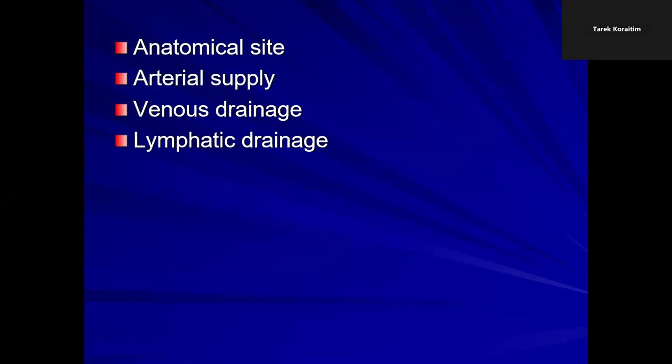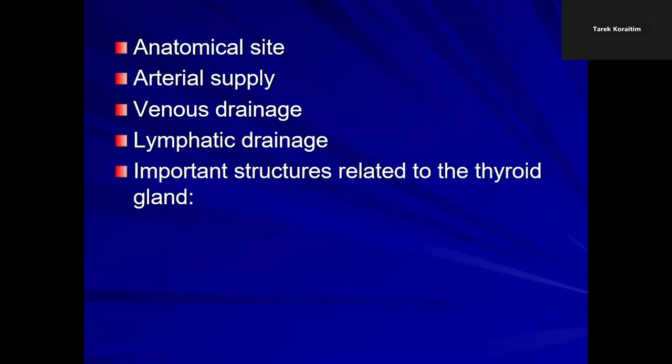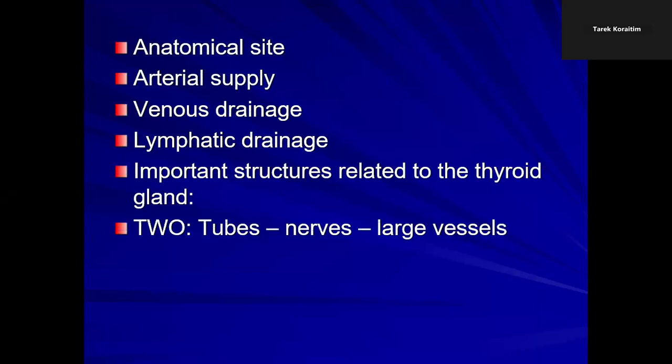These are the points we have tackled now. We have also spoken about the two large vessels, which are the internal jugular vein and the carotid artery, present in the carotid sheath, just lateral to the thyroid lobe. The two nerves we have talked about are the recurrent laryngeal nerve and the superior laryngeal nerve, while the two tubes are the esophagus and the trachea.